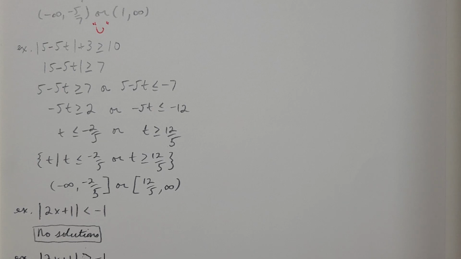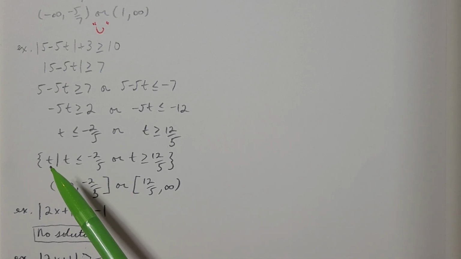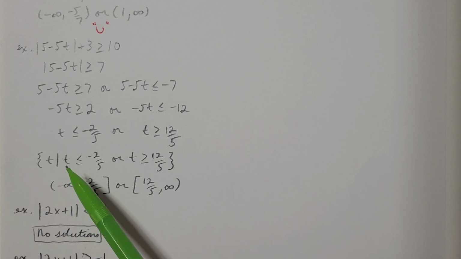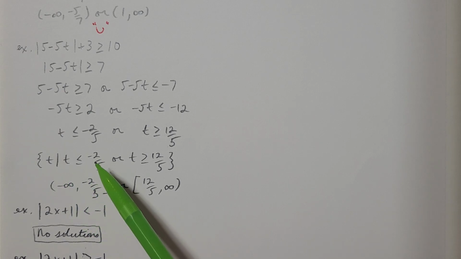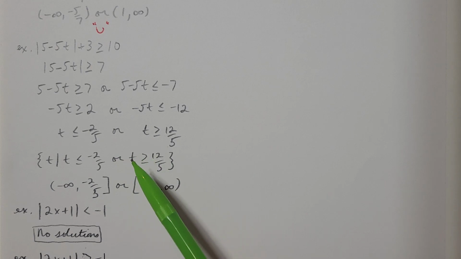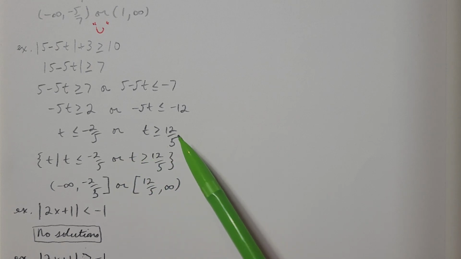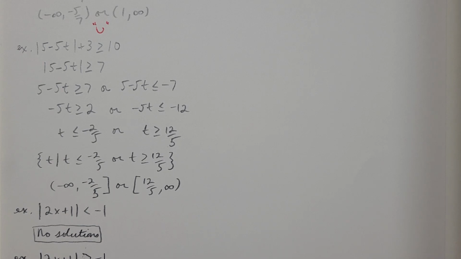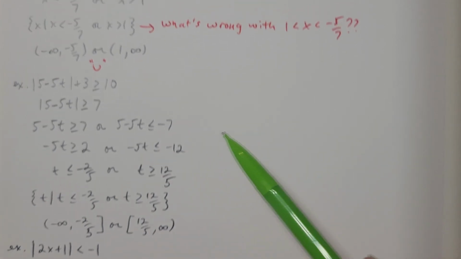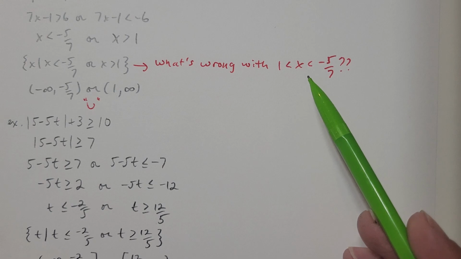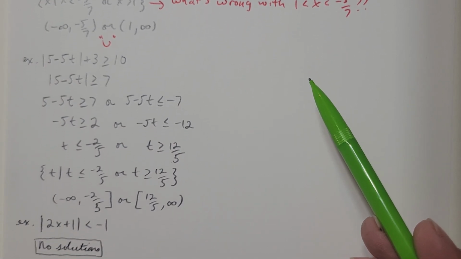So my answer has to be written as a set or as an interval. Okay, so using set notation, I would say the set of all t such that t is less than or equal to -2/5, or t is greater than or equal to 12/5. Okay, that would be the answer, and that's the only way to write that using set notation. I do not want to write a compound inequality because you're not saying something that's true then.